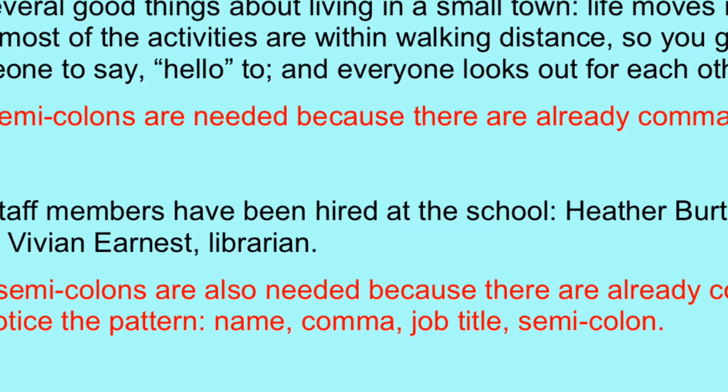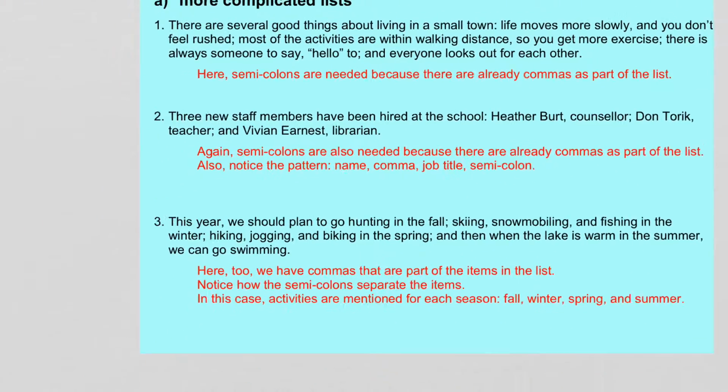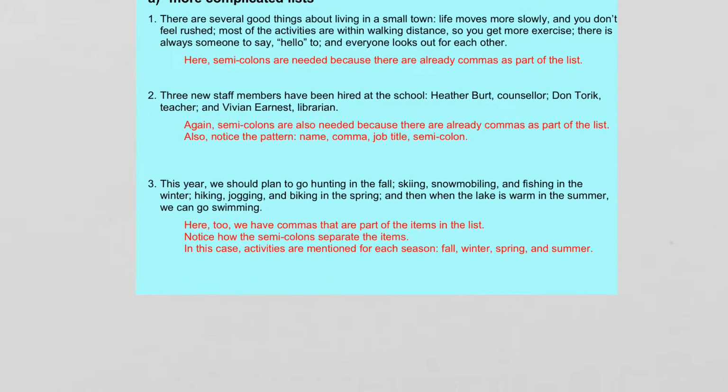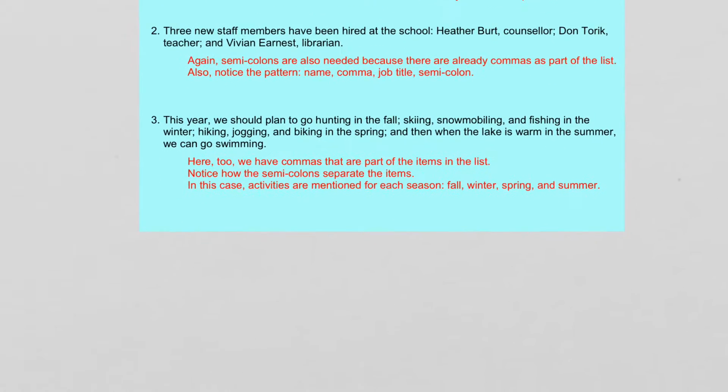Semicolon. And then I finish it off. And everyone looks out for each other. There are several good things about living in a small town. Life moves more slowly and you don't feel rushed. Most of the activities are within walking distance, so you get more exercise. There is always someone to say hello to, and everyone looks out for each other. Okay. So we have to use semicolons when we already have commas as part of the list.